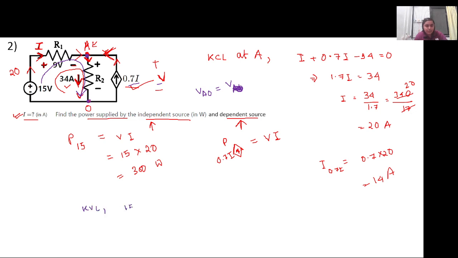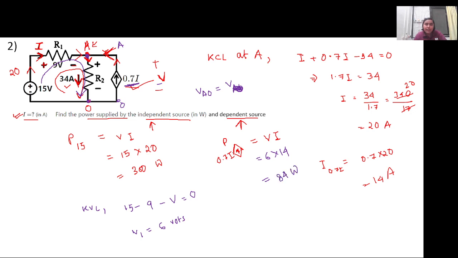So applying KVL through the loop, we get 15 minus the voltage drop across R1, which is given as 9 volt, and we have assumed the voltage AO to be V. So it is minus V equal to 0. So we have V equal to 15 minus 9, 6 volts. So since this node is also A and this node is also O, this same 6 volt is appearing across this 0.7 I current source. So here the power will be 6 into 14. So 6 into 14 is 84 watts.